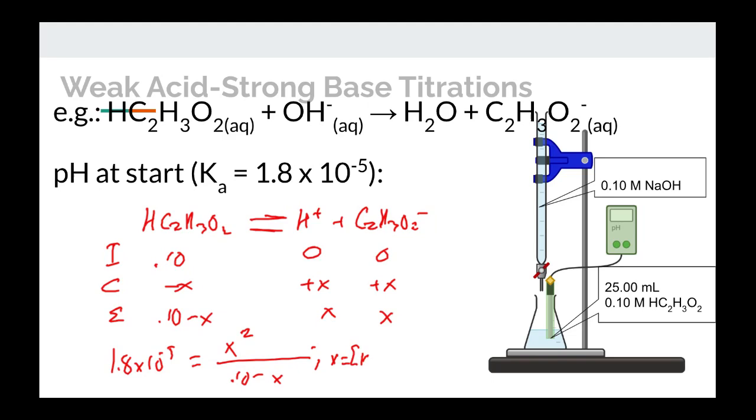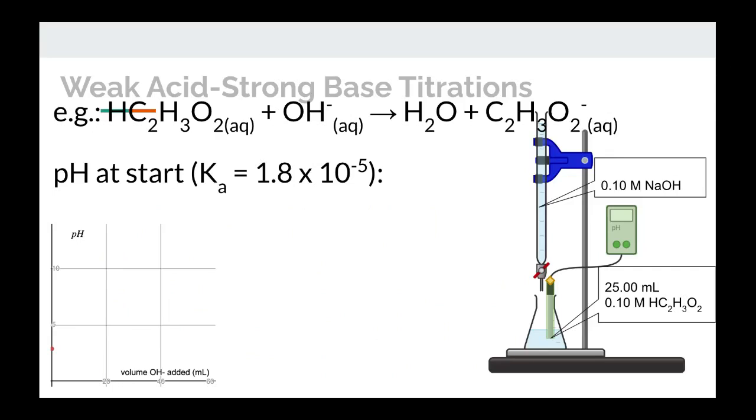X is the concentration of H+ in our chart, and that is 0.0013 molar. So we take the negative base 10 logarithm of that to get pH, and the pH here is 2.87. So that's before any NaOH has been added at all. Looking at that on the graph, it's a little higher than our previous titration, which makes sense because it's a weak acid, not a strong acid like in the last titration.